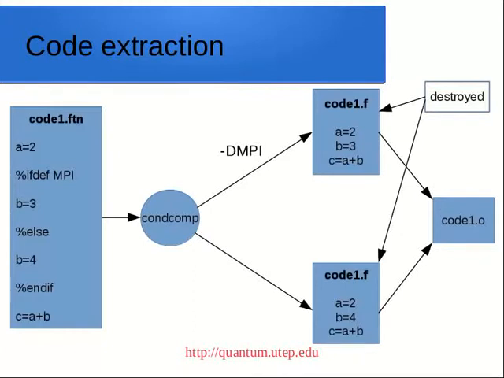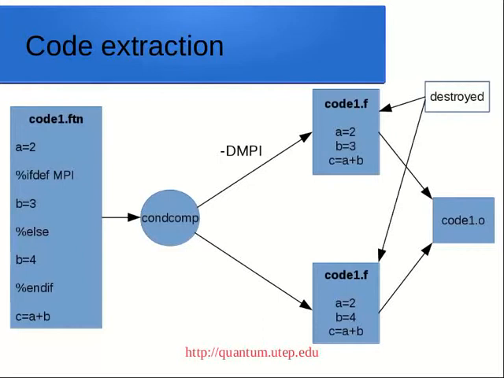Now, the code extraction works this way. Let's suppose you have a file called code1.ftn. In there, you specify different code sections that will be executed depending on the environment variable that is set upon compilation time. If you use the DMPI variable when you compile, then A will be equal to 2, then you go into this section where you define MPI, so B takes a value of 3, and then you take C equal to A plus B.